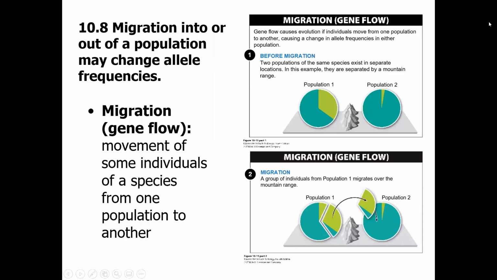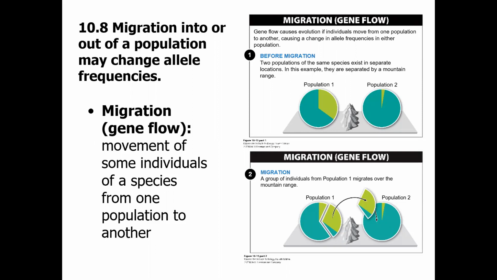Okay, so our third mechanism for evolution is migration. Migration is all about gene flow. This is when you have the movement of certain individuals of some kind of species. So let's say tigers, for example, and some of them move from one population to another. Either some tigers move out of their source population, or some tigers from outside the source population move into it. So we can have individuals move into the population or individuals move out of the population.